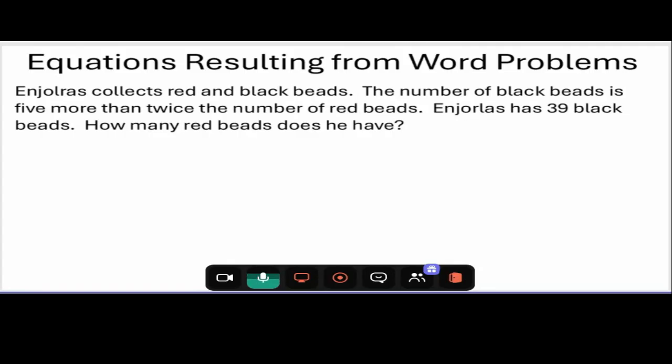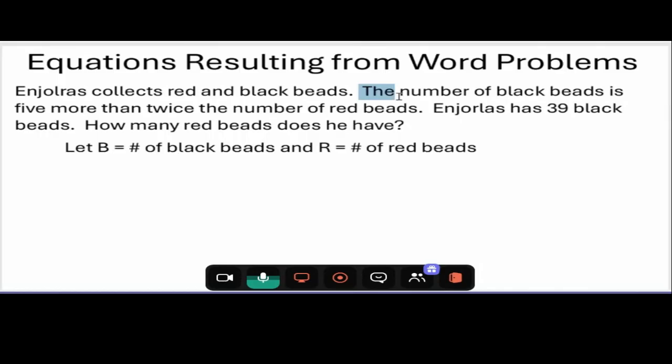Okay, so, let statements. Let B be the number of black beads, and we could let R be the number of red beads. Now, you got to be careful here because we don't want an equation that has 2 variables in it, but I think it's going to work out okay in this case, and you'll see why. Let's try and build an equation now. Let's see. This sentence right here is the key. The number of black beads is 5 more than twice the number of red beads. Well, let's try and write that down.